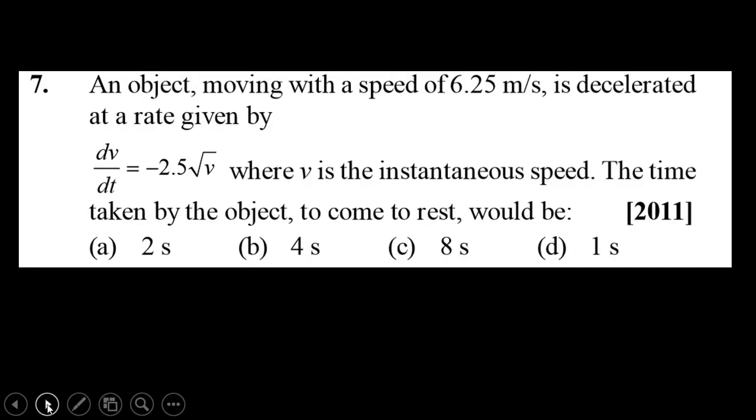So our second question over here: when you see an object moving with a speed of 6.25 meter per second is decelerated at a rate given by dv by dt is minus 2.5 root v. We know dv by dt is the change in velocity by time taken, which is basically acceleration. The negative sign is there because they have mentioned that it is a deceleration, and decelerated motion is negative. So where v is the instantaneous speed, the time taken by the object to come to rest would be?